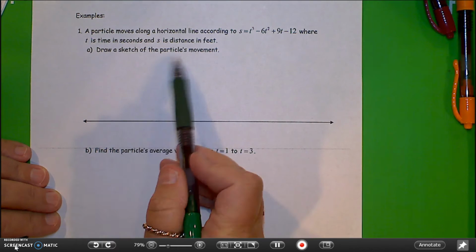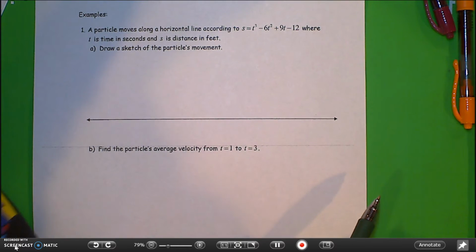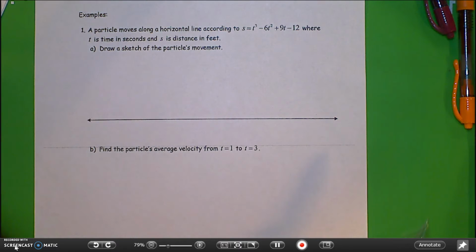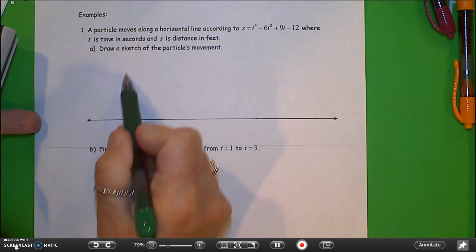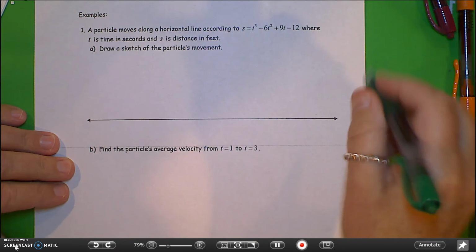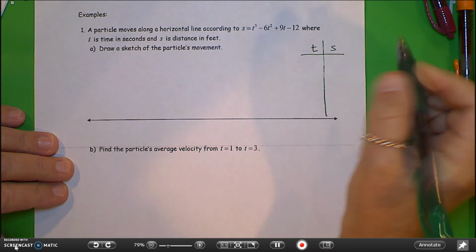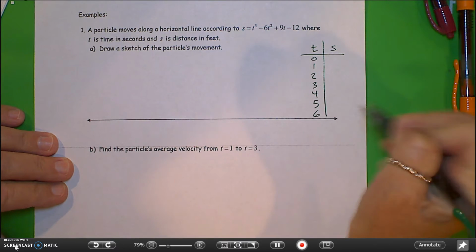We want to draw a sketch of the particle's movement. Now if I actually did that, it would be just like the one that I started the page with. It would just be motion along that line. You wouldn't be able to see it. So I'm going to modify the drawing a little bit, and I'm just going to draw each segment. I'm going to move up a little bit to draw each increment of time. So actually, let's make a table of my time values. I'm going to do time for 0, 1, 2, 3, 4, 5, and 6 seconds.